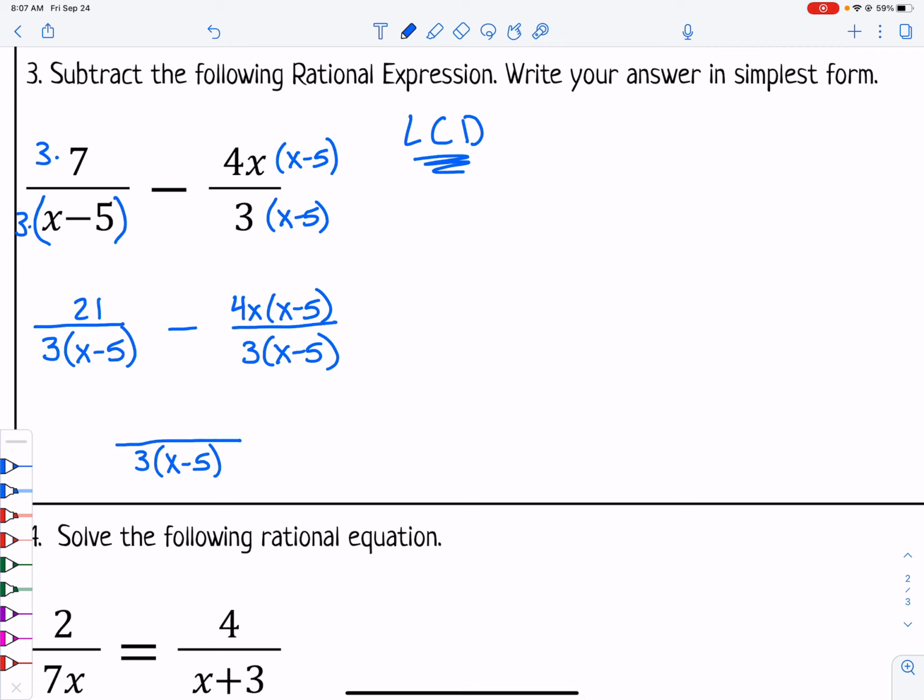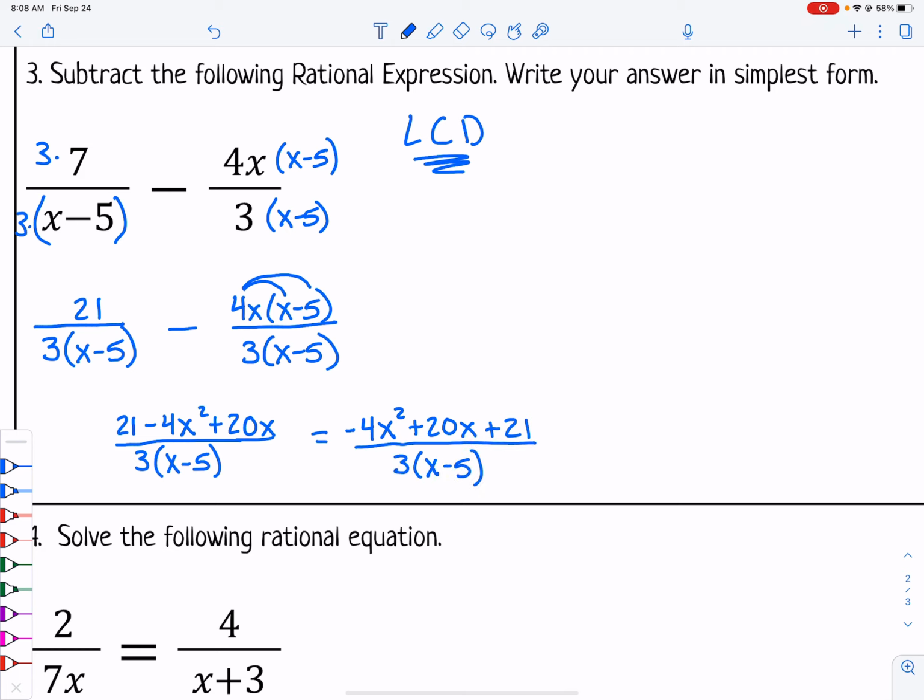Then let's focus our efforts to simplify the numerator. I see 21 minus, it's going to be minus 4x times x. So that's minus 4x squared. And then it's like a negative 4x times negative 5, which would be positive 20x. And then let's just write it in standard form. So we have negative 4x squared plus 20x plus 21, all still over 3 times (x - 5). There's nothing we can take out of that numerator, so we can just leave it like that.